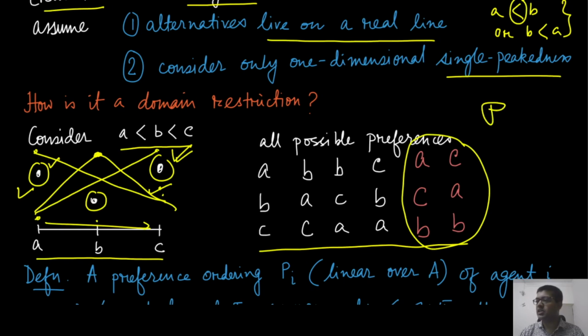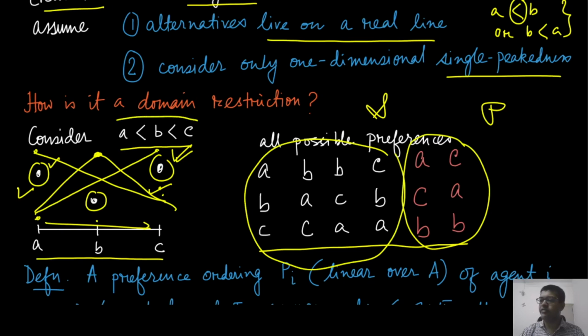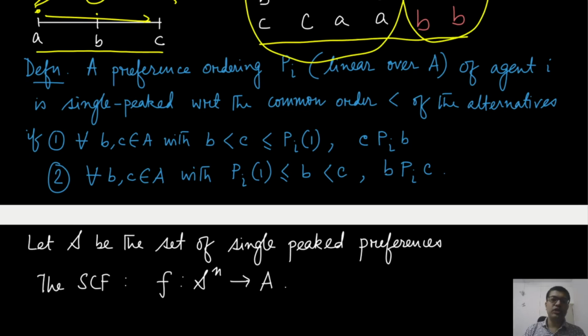So in script P, all of these were admissible, but in script S, which is the single peak, only these are admissible if the common ordering over ABC is this. If you change this common order, let's say B is now less than C, C is less than A here, then these preference orderings will also change, but again you will have two alternatives which are not feasible in that setting as well. So let us say this a little more formally.